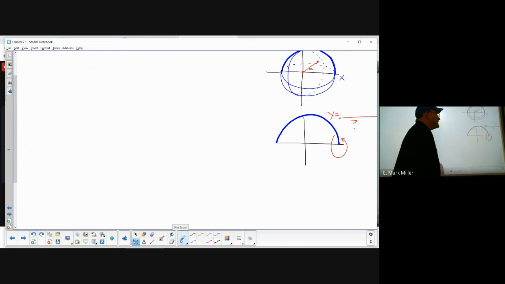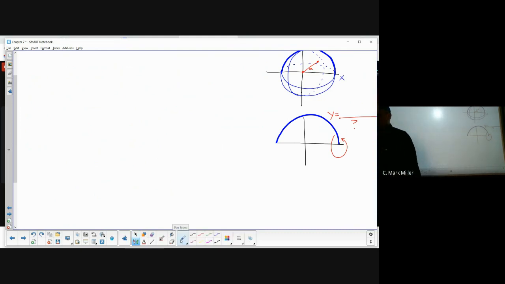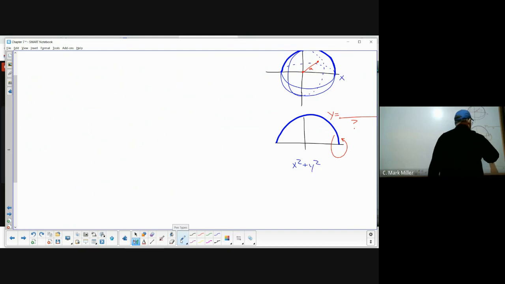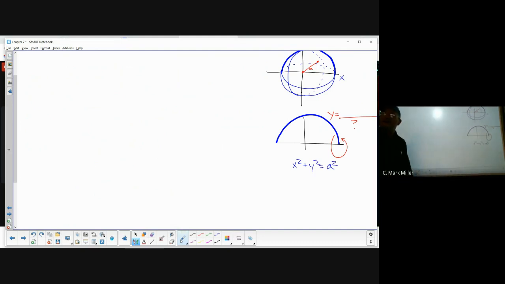What is that function? What is the equation of a circle? Please tell me you know the equation of a circle. X squared plus y squared equals a squared is the equation of a circle of radius a, right?